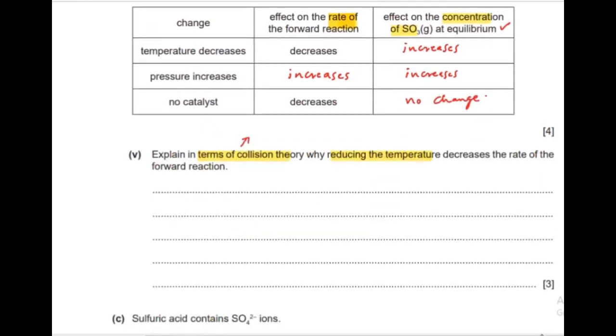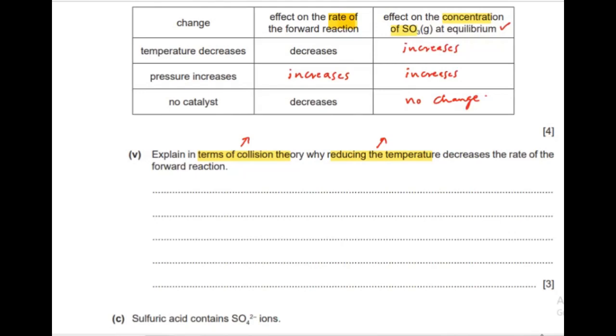Now, there is a collision theory which explains the rate of the reaction. Explain in terms of collision theory why reducing the temperature decreases the rate of the forward reaction. Generally, the examiner asks about an increase in temperature. An increase in temperature increases the kinetic energy of the particles, which causes more frequent collisions per second, so the frequency of collisions increases. Also, more particles have energy equal to or more than the activation energy.